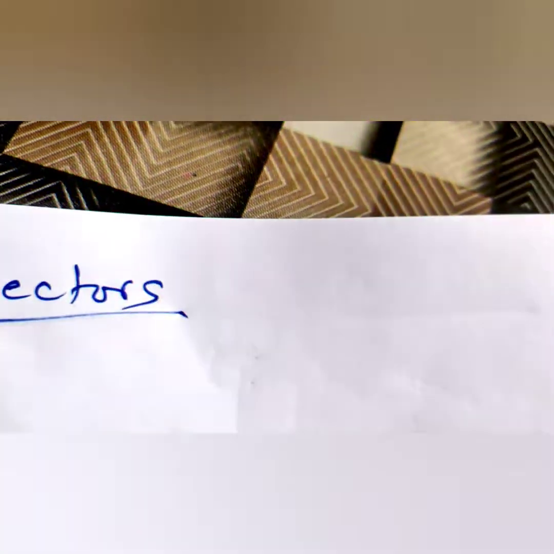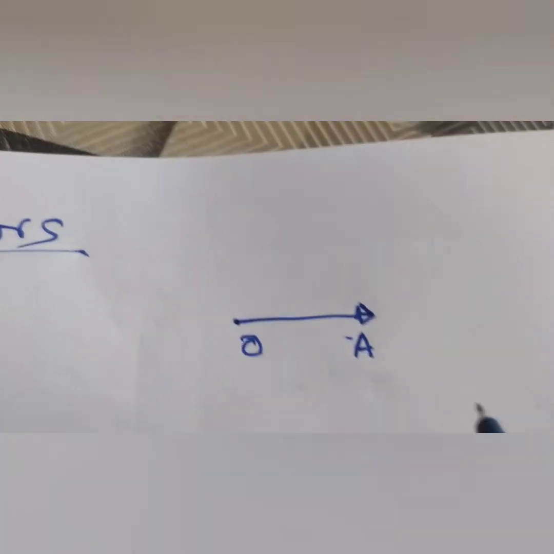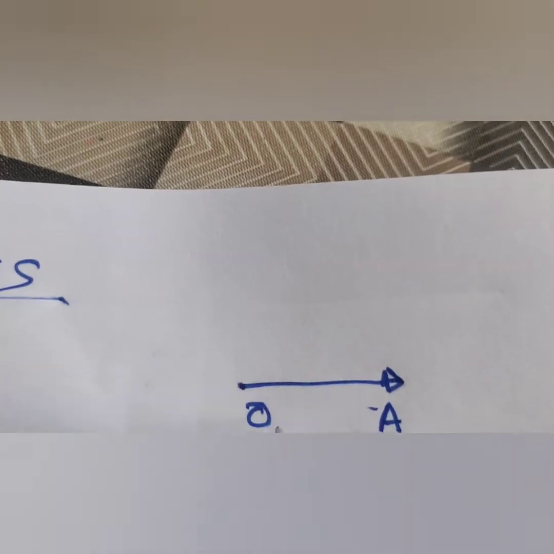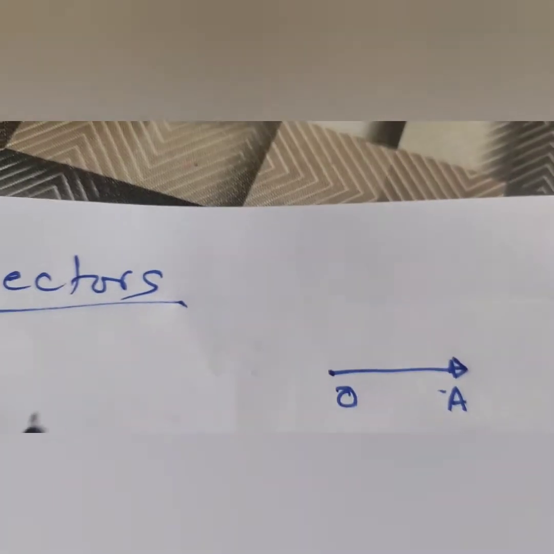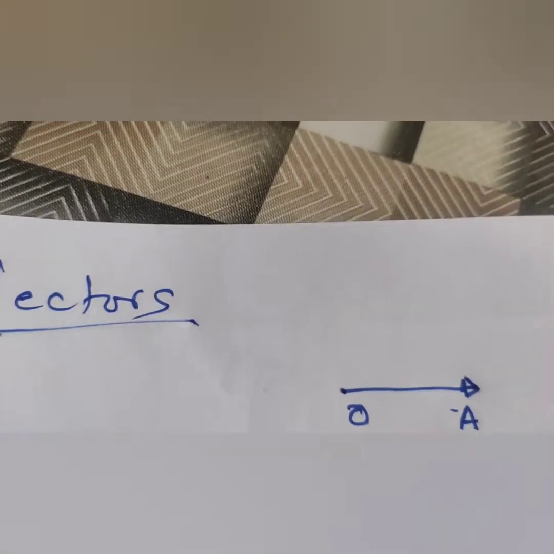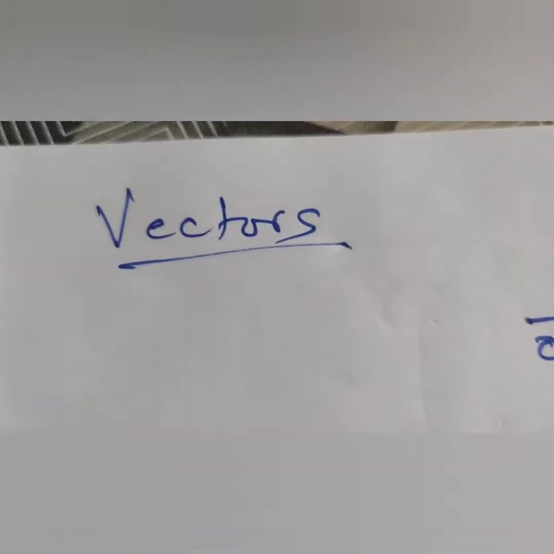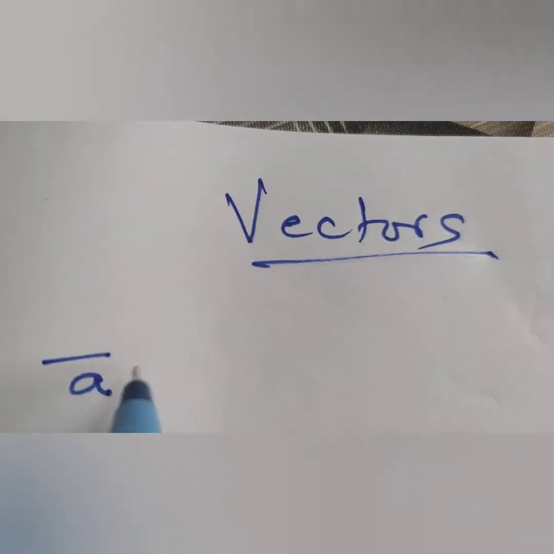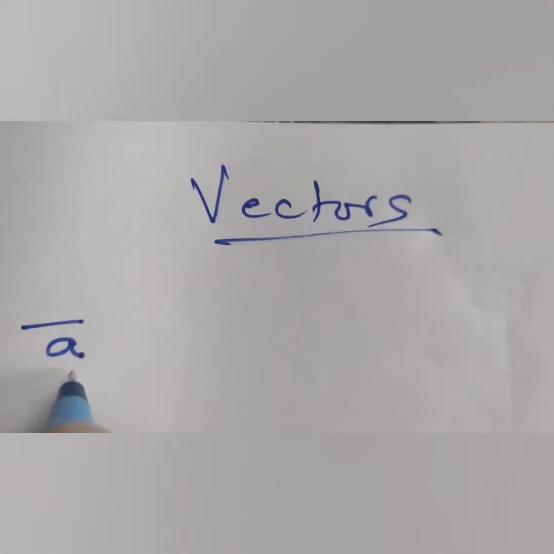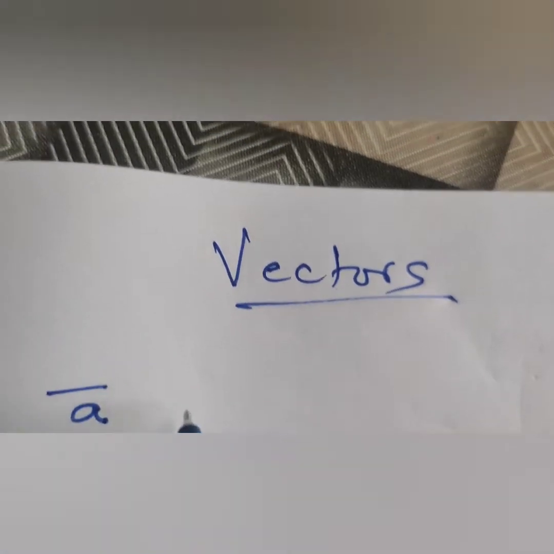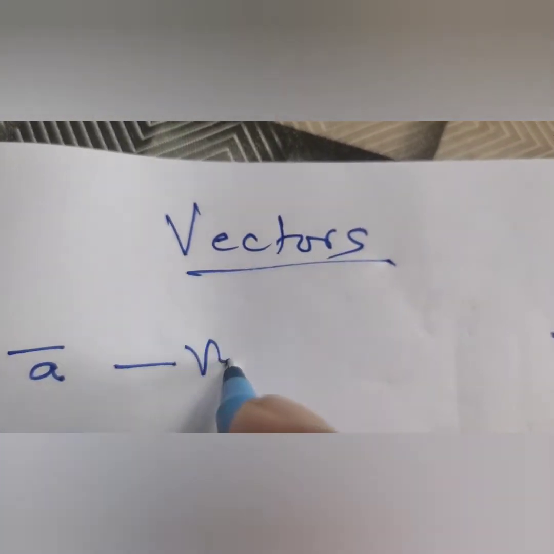Okay, now we will study about vectors. What is a vector? A vector has both magnitude and direction. It has magnitude and direction. That is a vector. It is denoted by a symbol with a bar on top. This is vector A.